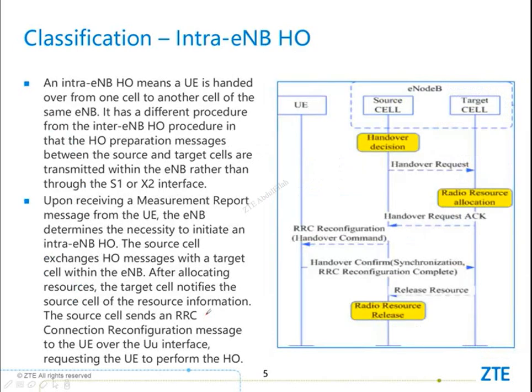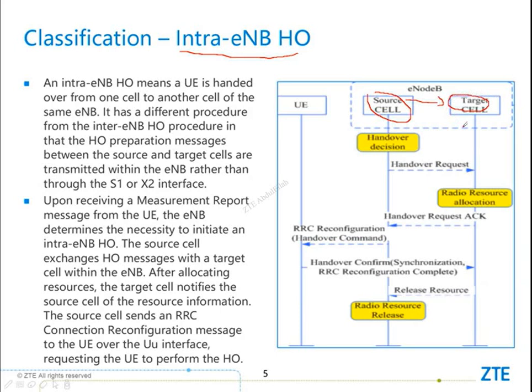Okay. And now we can see the intra-LTE handover. In intra-LTE handover, we have intra-E-node-B handover and inter-E-node-B handover. Intra-E-node-B handover means the handover just happens within the same E-node-B. So there is no need for the X2 interface and also no need for the core network. We can find the handover is just from the source cell to the target cell, and the source cell and the target cell belong to the same E-node-B.